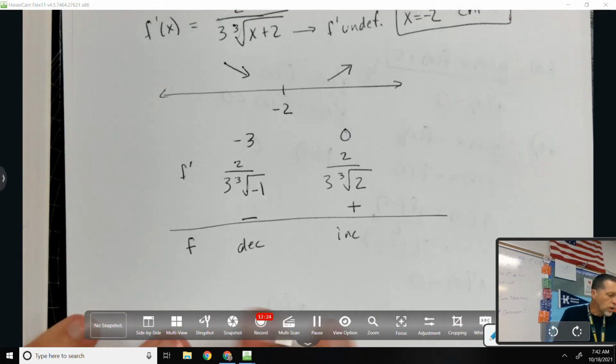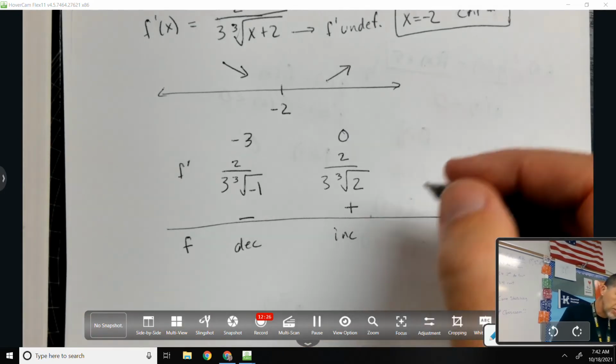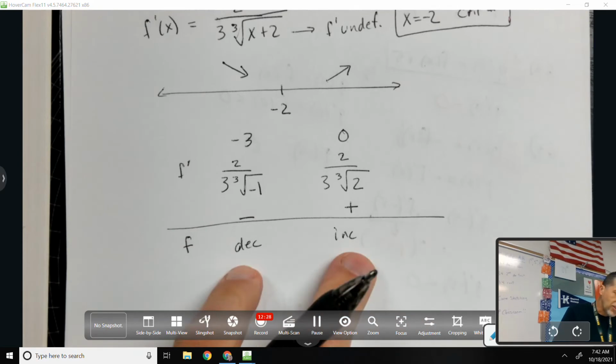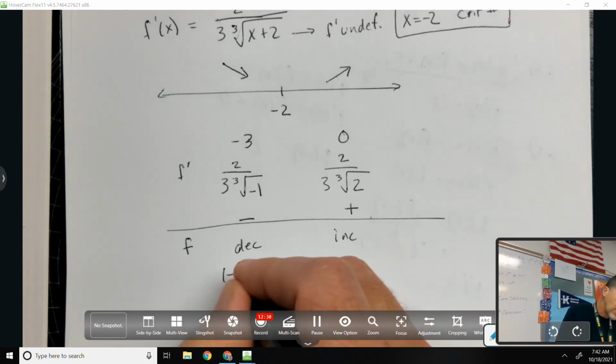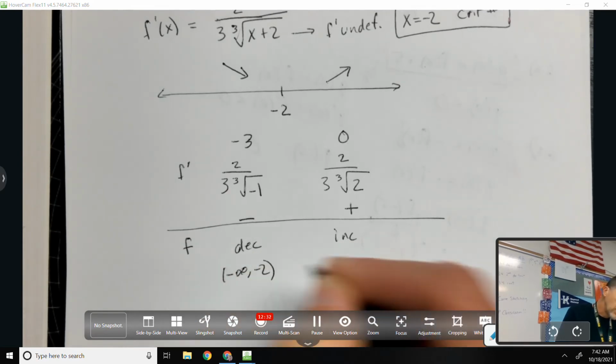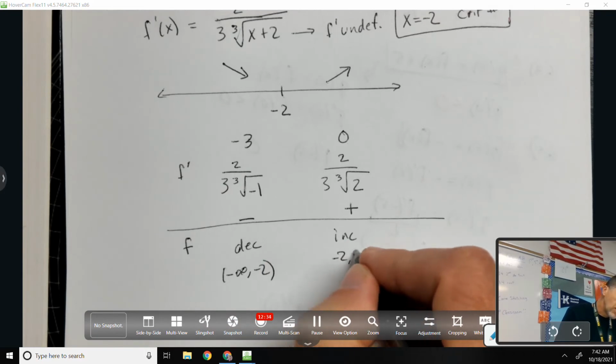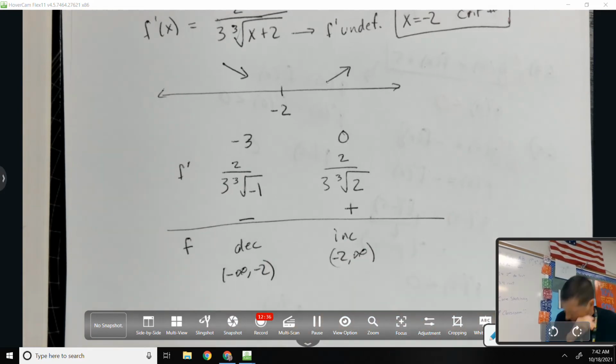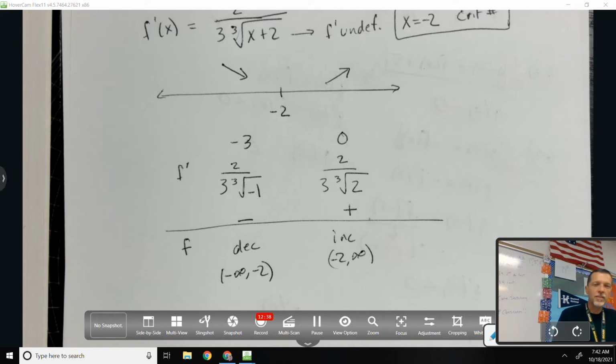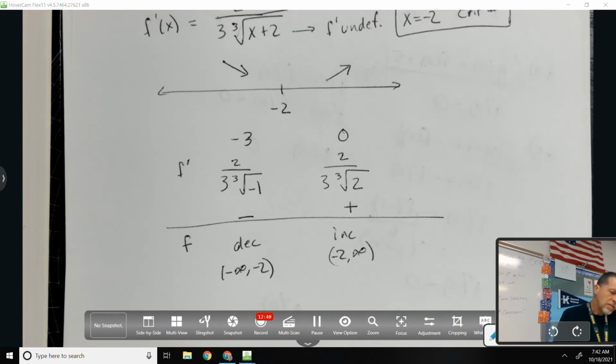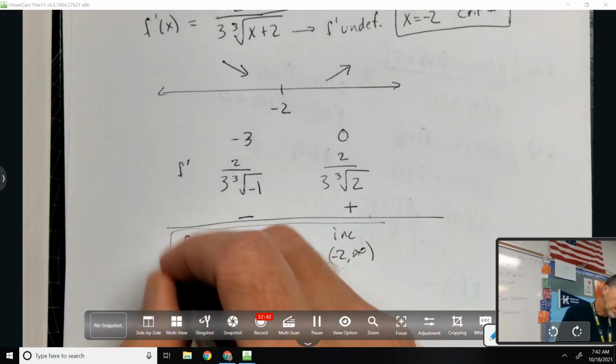All of that is showing my work. To state my answer, I need to be clear. I guess I could just kind of use this. It's decreasing from -infinity to -2. And it's increasing, thank you, from -2 to infinity. So that's part B.